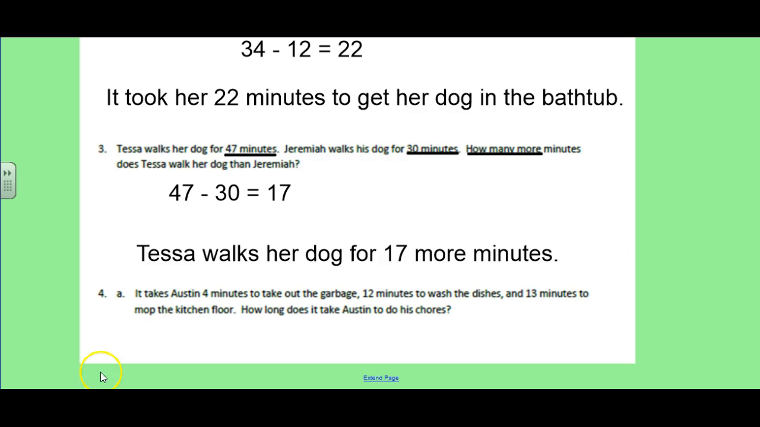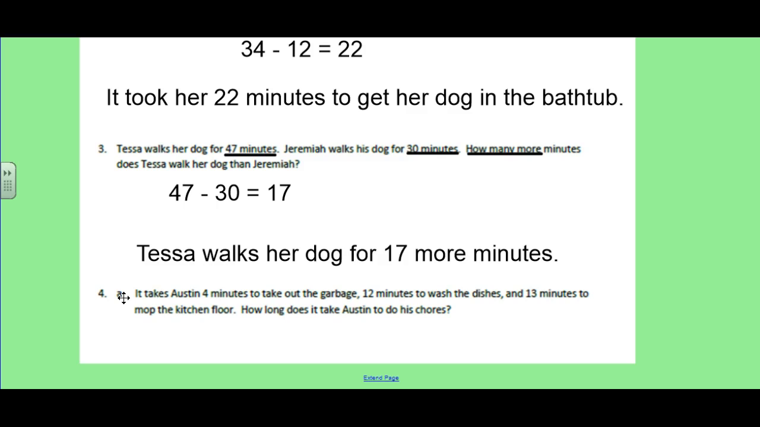Okay, so number 4, this says part A, so I'm assuming that another part for this question is going to be on the back side of your problem set. So the first part says it takes Austin 14 minutes to take out the garbage, 12 minutes to wash the dishes, and 13 minutes to mop the kitchen floor.